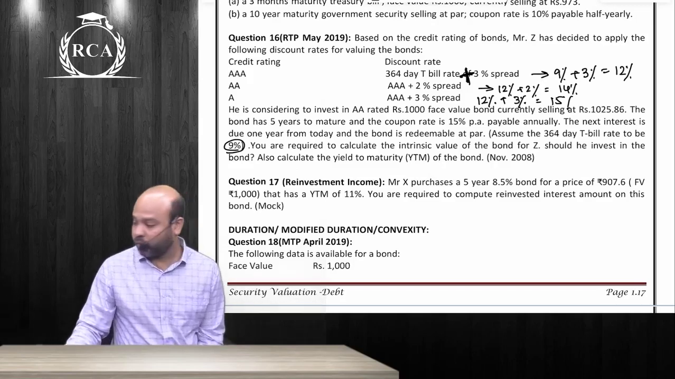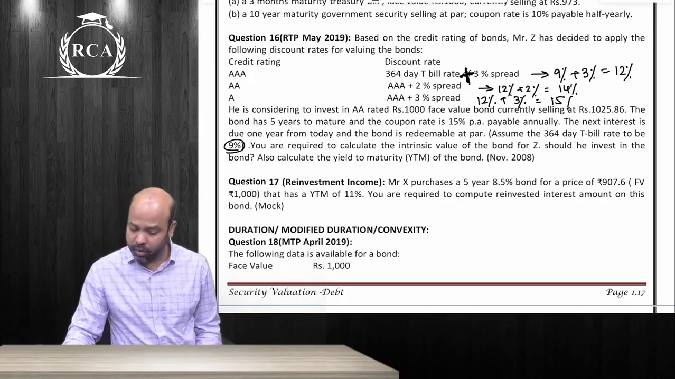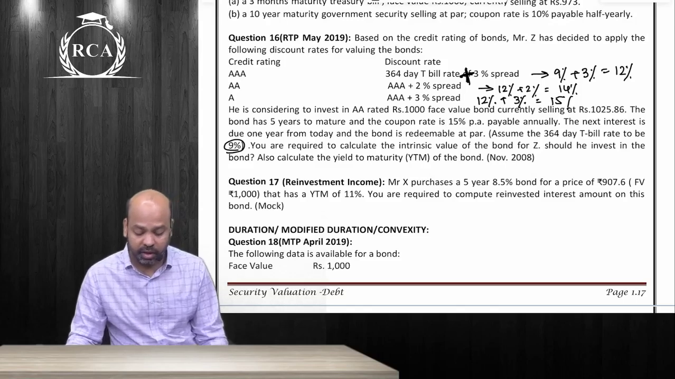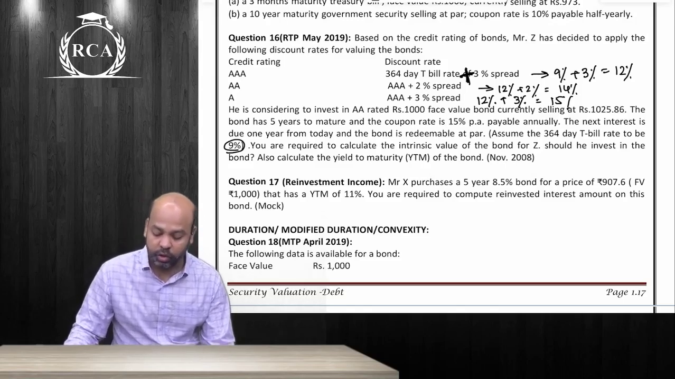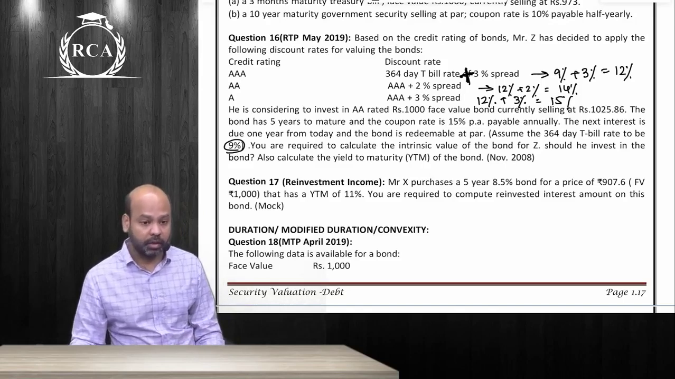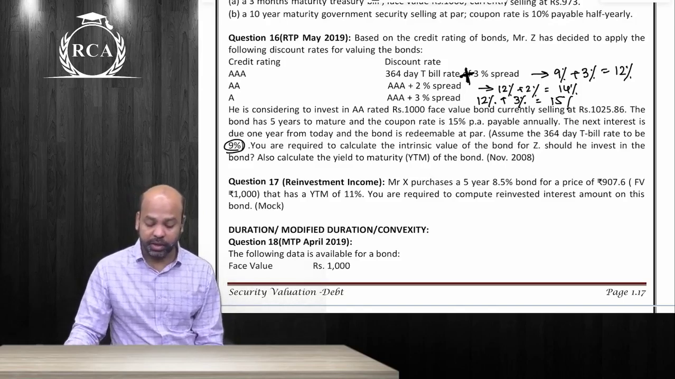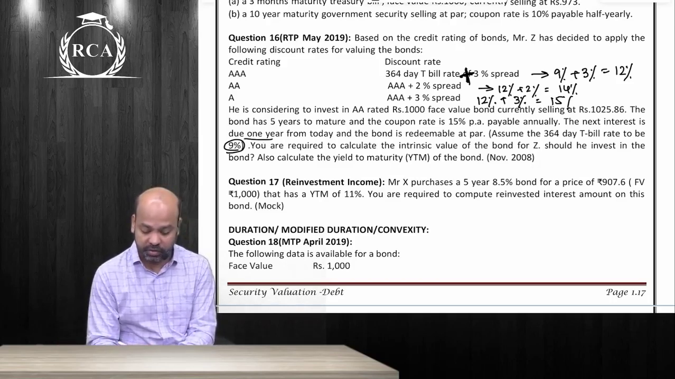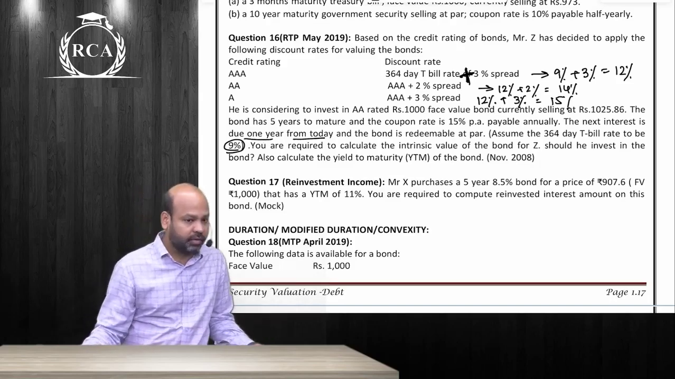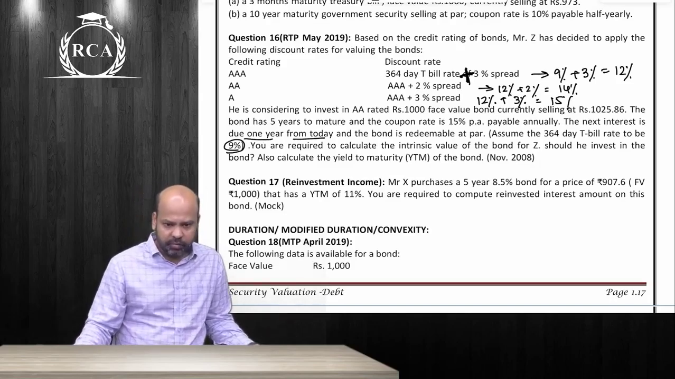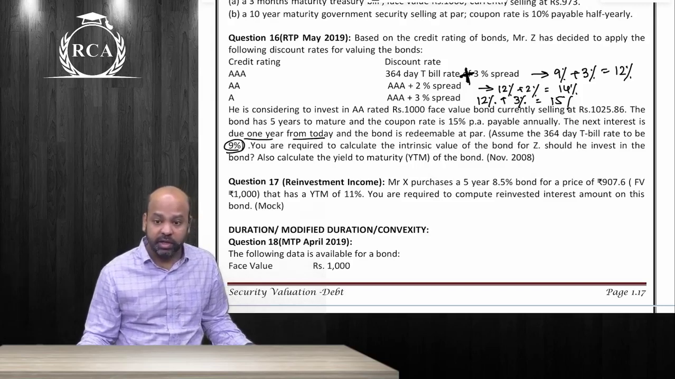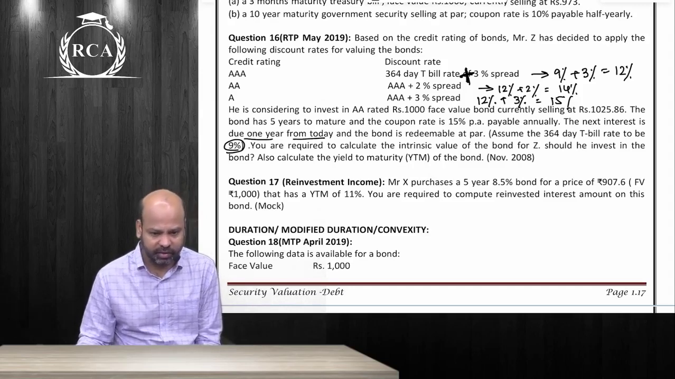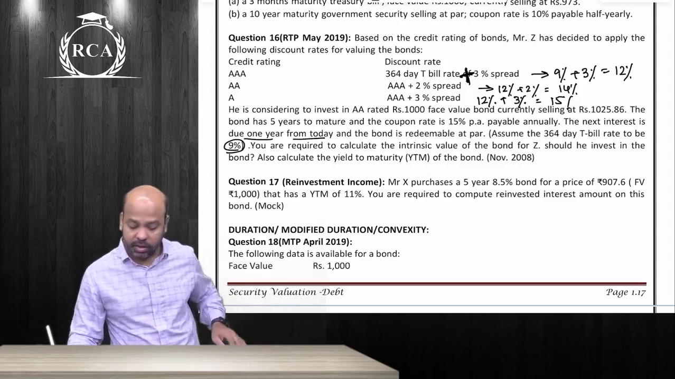He's considering investing in an AA rated bond, face value 1000 rupees. The bond is currently selling at 1025.86. This bond has 5 years to mature and the coupon rate is 15% per annum payable annually. The next interest is due 1 year from today and the bond is redeemable at par. You do not have to mention that the next interest is due 1 year from today. By default, I told you in the basics of valuation, whenever we are valuing any security, we consider cash flows only from the next year. Do you value a security on a cum interest basis or ex interest basis? Ex interest basis. The bond is redeemable at par.